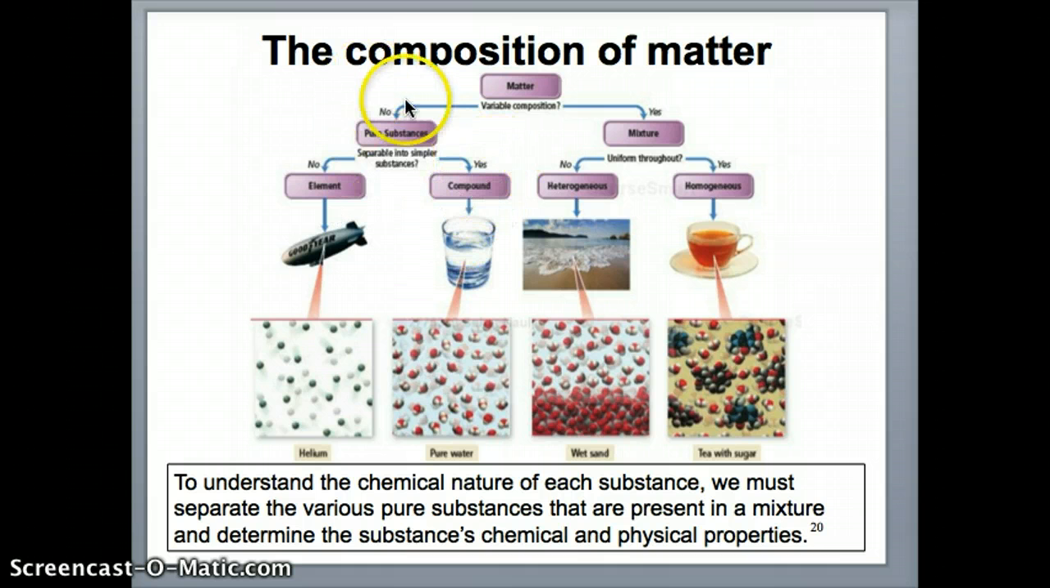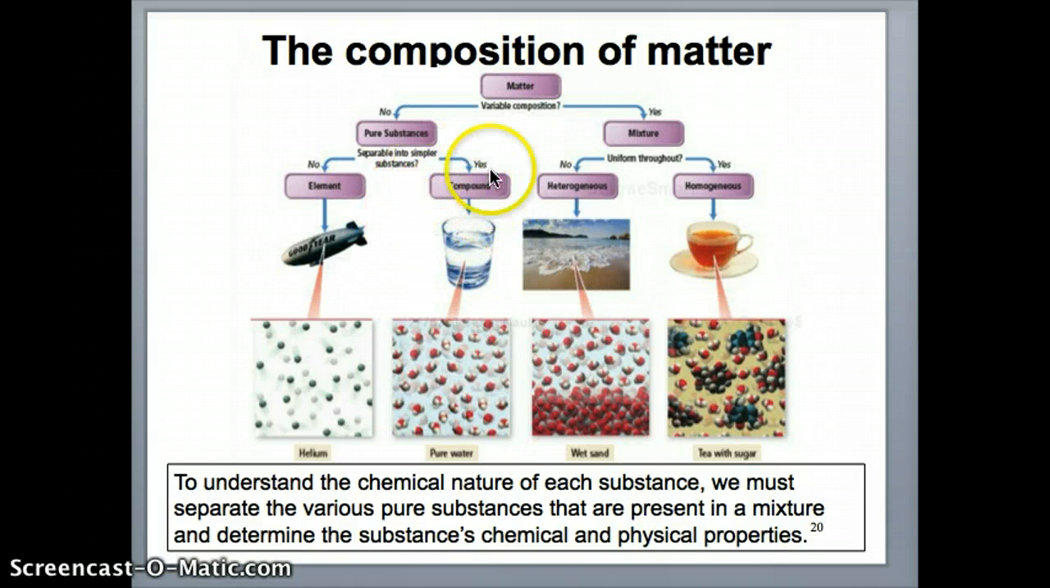Compounds, on the other hand, are pure substances that contain more than one element. So for example, you might have water. And remember from the previous video, we talked about water having the formula H2O. So that means there are two elements in there, the hydrogen element and the oxygen element. So the compound contains two elements.